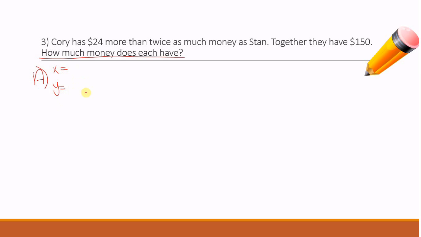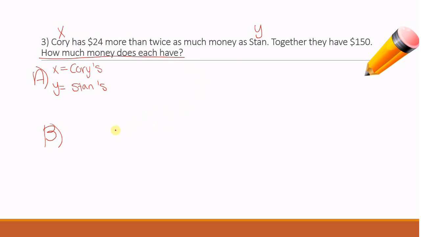So let's make that our X and our Y. X is Corey's money, and Stan, he can be the Y. So that's Stan's money. So let's figure out some equations here. They say Corey has $24 more than twice as much money as Stan. So Corey, that's X, and Stan is Y, just figuring it out here. And Corey has 24 more.